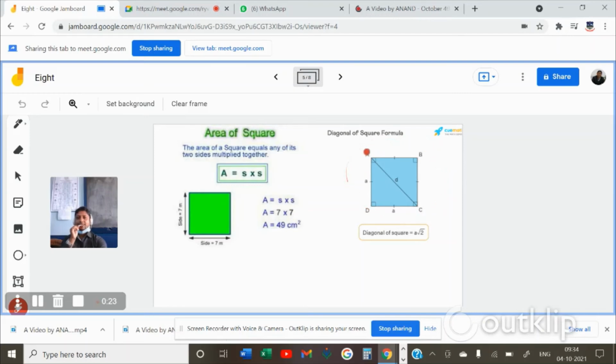Okay, this square has this corner as A, this corner is B, this corner is C, and this corner is D. All the sides are equal. And you can see A and C is my diagonal. This is my diagonal. Can you see? AC is my diagonal. Now I need to find out the length of this diagonal. So the formula is here. Now see, I was talking about the diagonal.